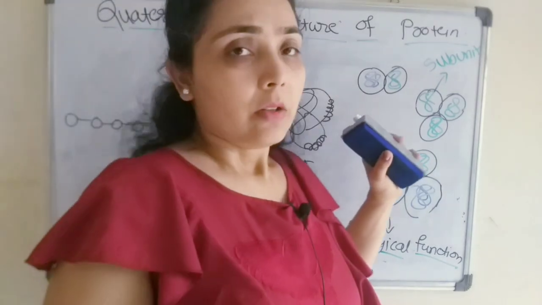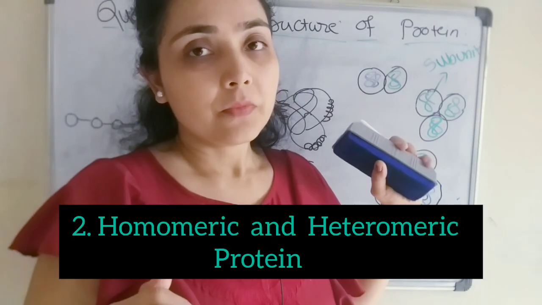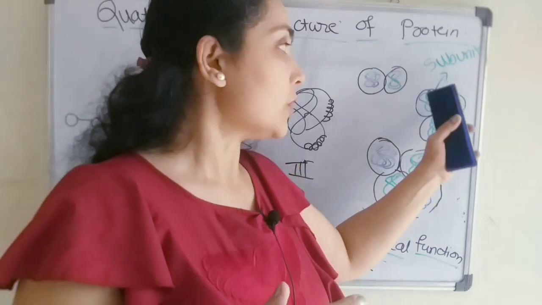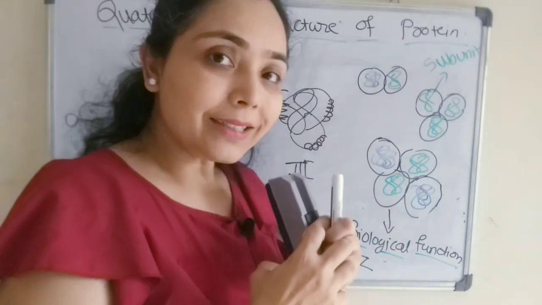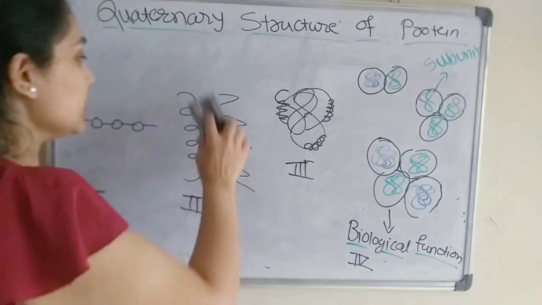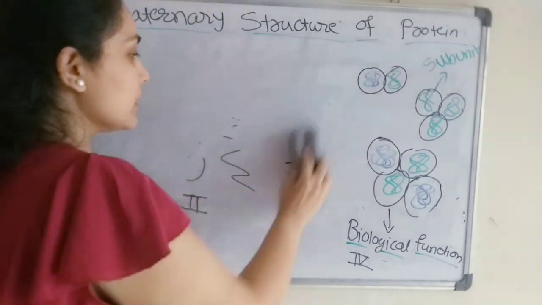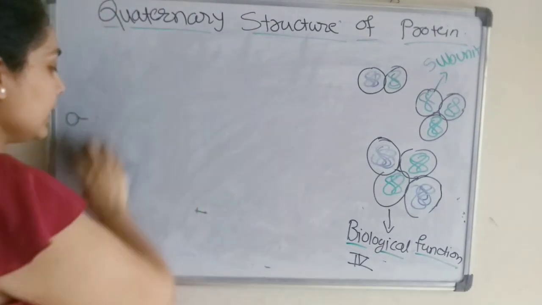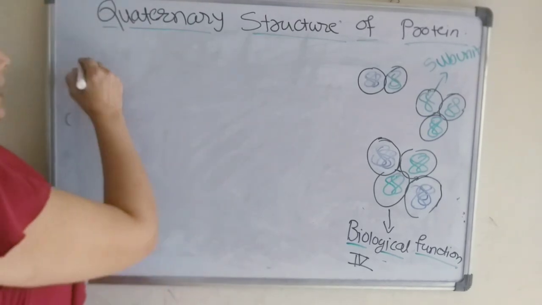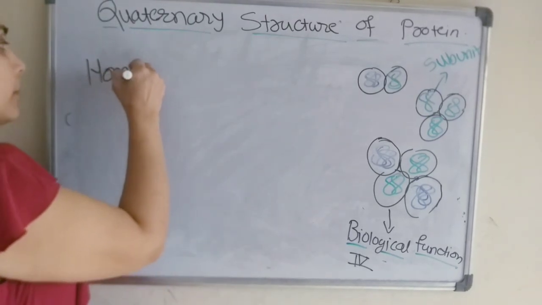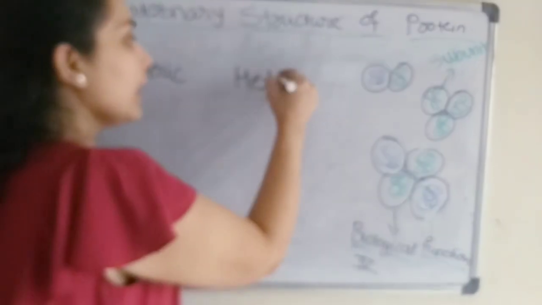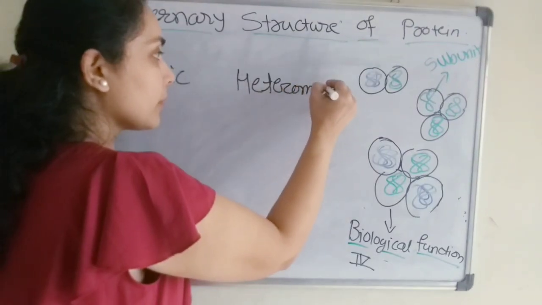Now there is a chance that these individual subunits can be identical or different. It can be the same or different. If it is the same, then it is known as a homomeric protein, and if it is different, then it is known as a heteromeric protein. Homomeric protein and heteromeric protein.